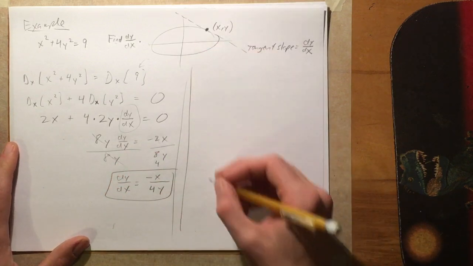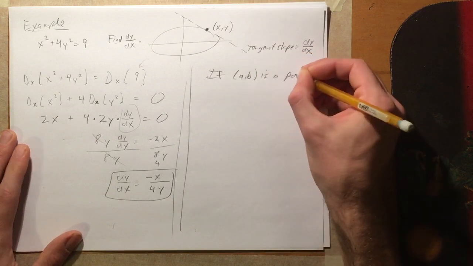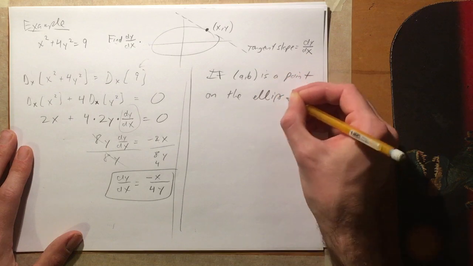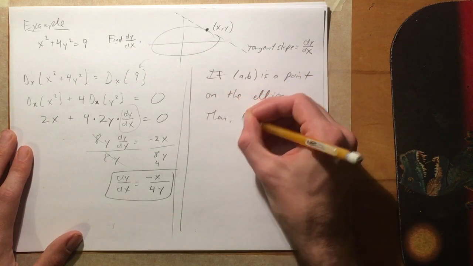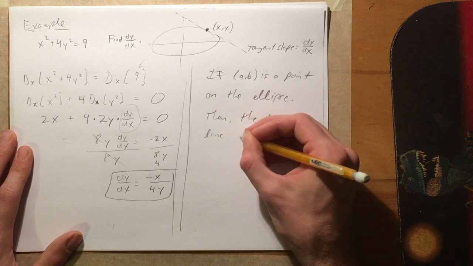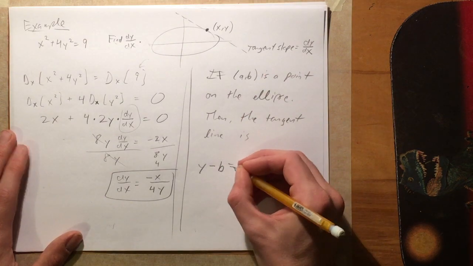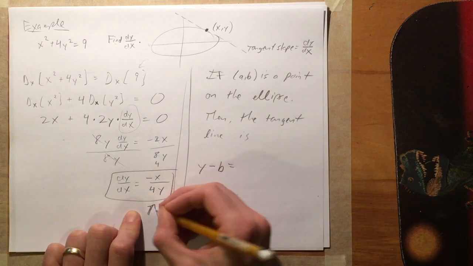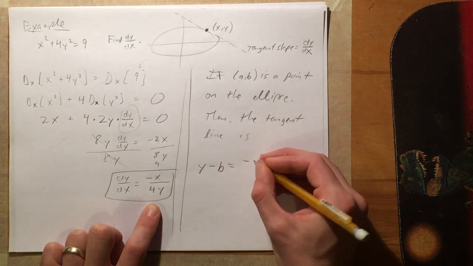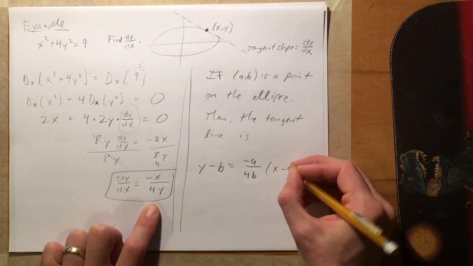So now the idea is if, say, (a, b) is a point on the ellipse, then the tangent line at that point is going to have the equation y minus the y coordinate, which is b, equals, and then we'll use this formula for the slope. x is a, y is b, so this would be negative a over 4b times x minus a.